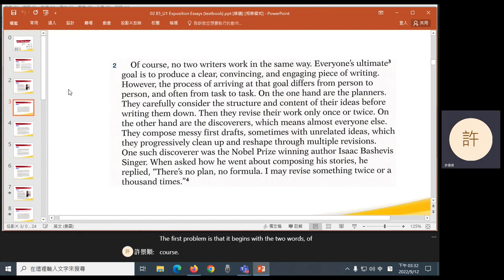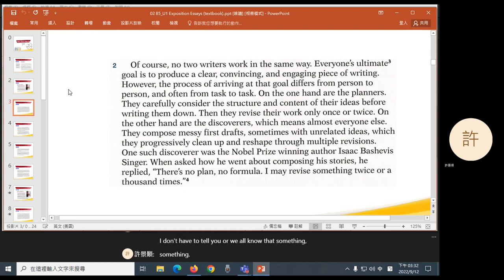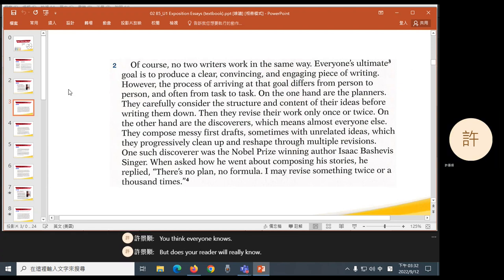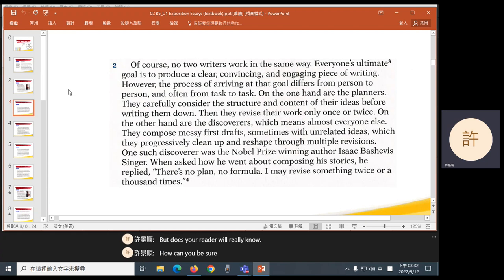Now, when you're writing an essay and you say, of course, or obviously, or I don't have to tell you, or we all know that something, something. You think everyone knows, but does your reader really know? How can you be sure that your reader really knows what you're talking about?